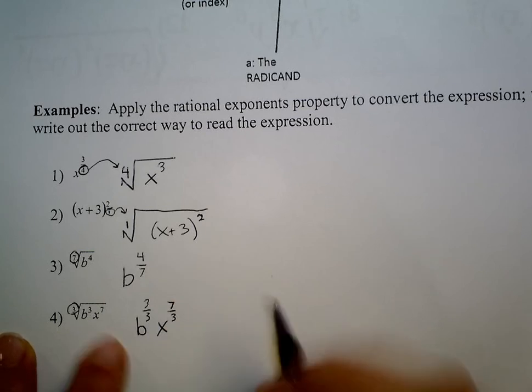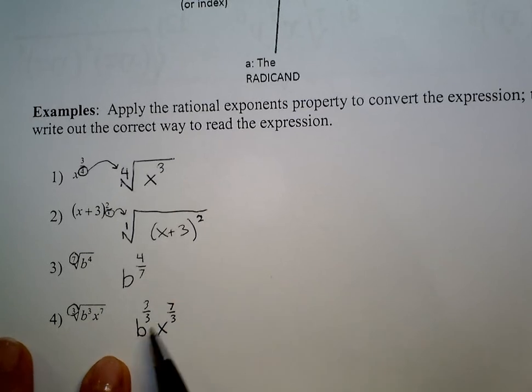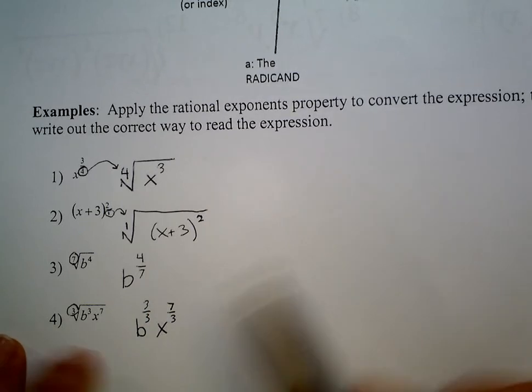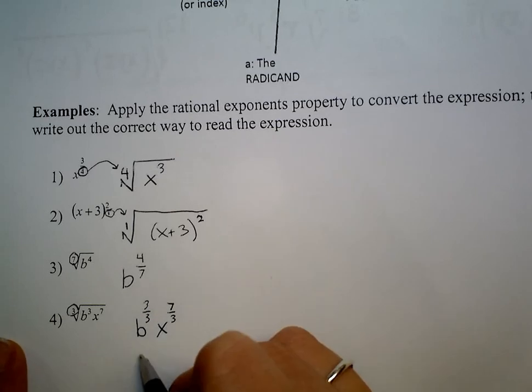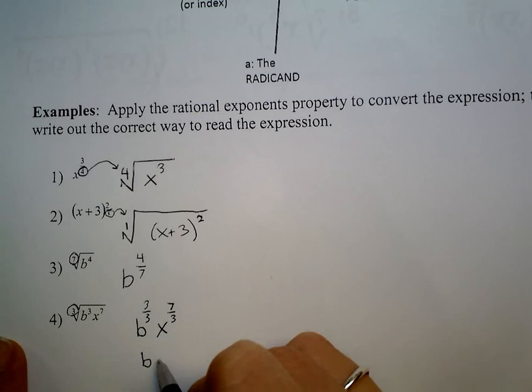And I can go a step further and reduce this, because b to the 3 over 3, well, we know that I can reduce that fraction. 3 over 3 is just 1. And b to the first power, we know, is just b. So this would be b times x to the 7 over 3.